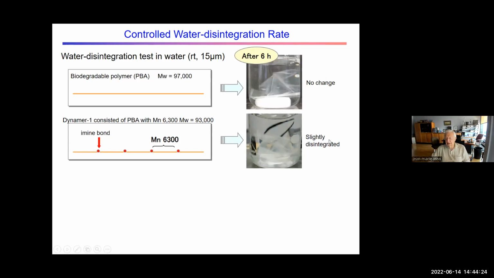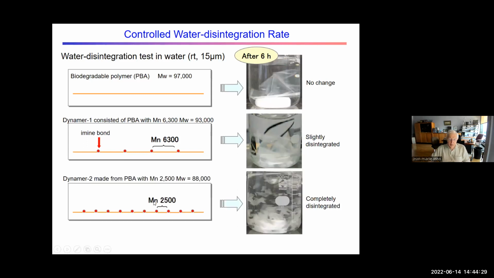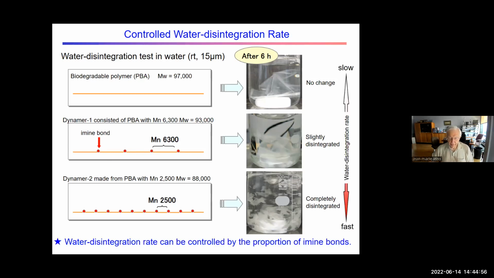Then you observe after 6 hours a slight disintegration. And finally, if you have more imines, a higher density of imines along the polymeric chain, then you have a complete disintegration after 6 hours in water. So you see, you can regulate the rate of degradation of these polymers by simply changing the density of imines in the film. So water disintegration rate can be controlled, and that is, of course, a very interesting property.